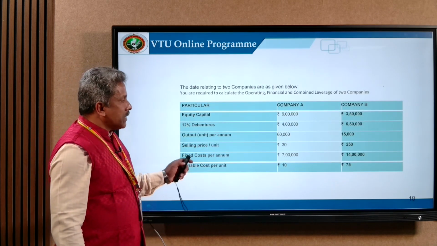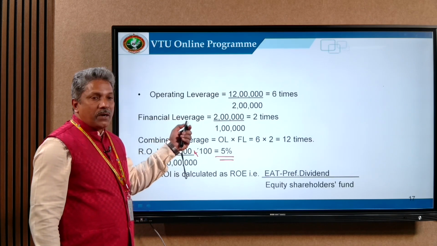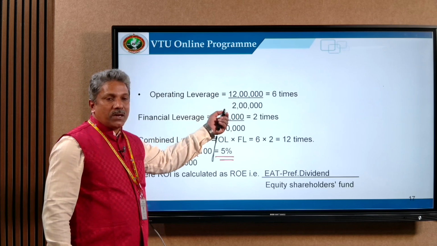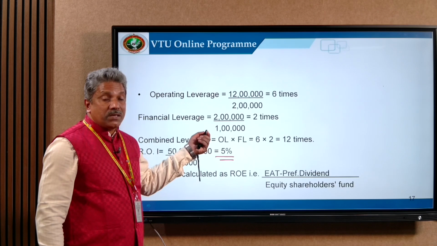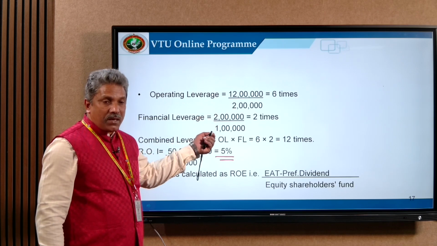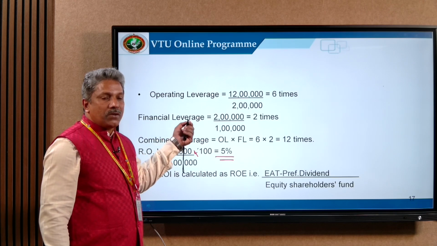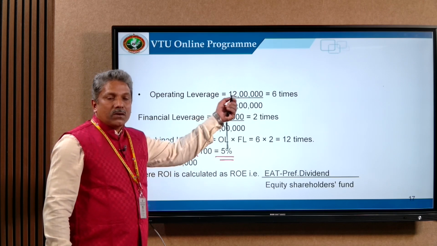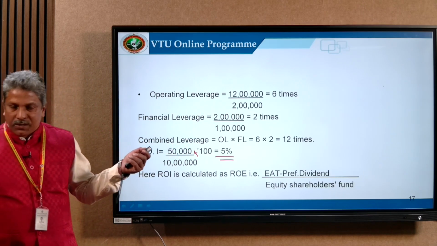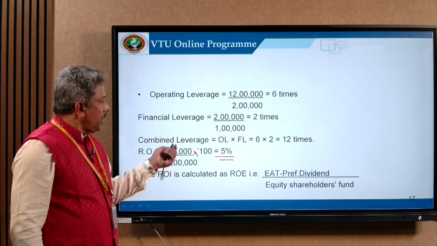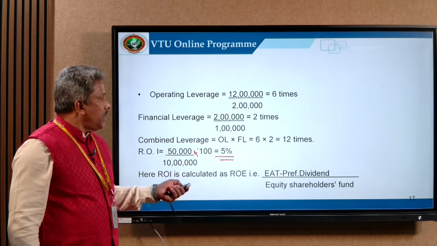Now, I hope the calculation of leverage is clear to you. Operating leverage is equal to contribution divided by EBIT, financial leverage is equal to EBIT divided by EBT, and combined leverage is equal to contribution divided by EBT, or operating leverage multiplied by financial leverage. Okay, I hope this illustrative problem is clear to you.